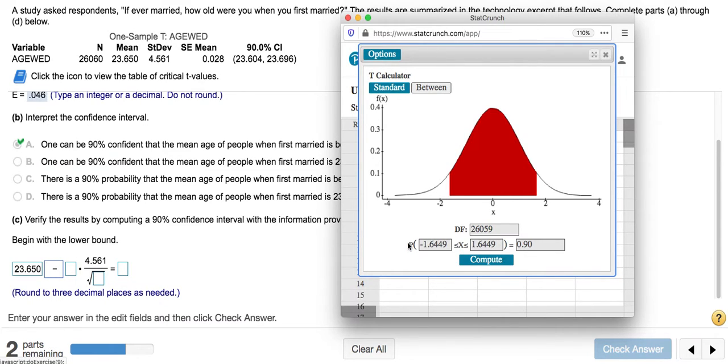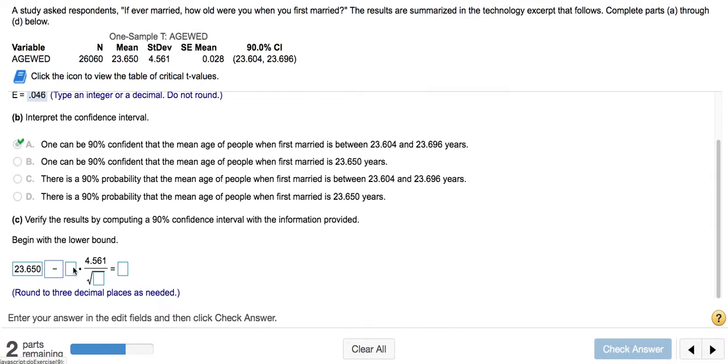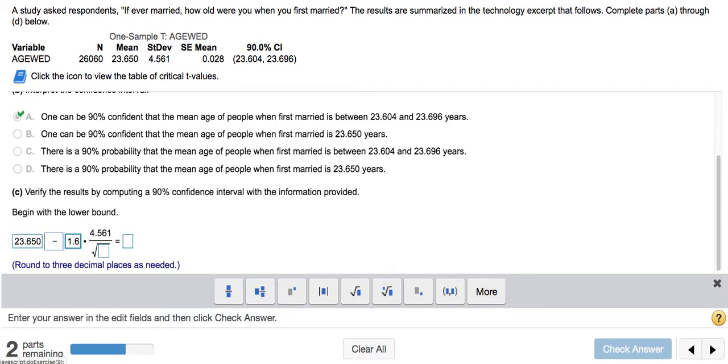This one is already negative for me, but what I'm going to do is enter, let's see, it says round to 3 decimal places as needed. So in this box, I'll put 1.645. The next thing is we're going to have this value, which is the standard deviation, and we're going to divide by the square root of n. So that is, we're going to divide by 26060.